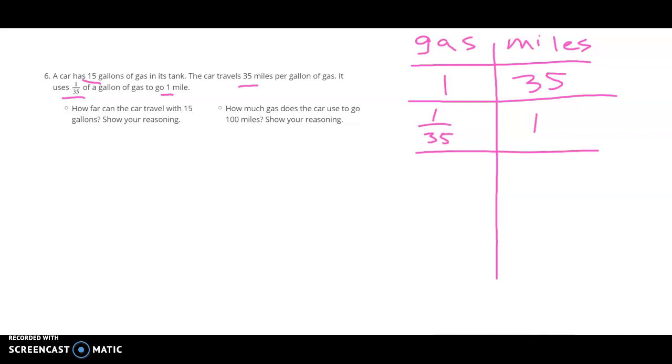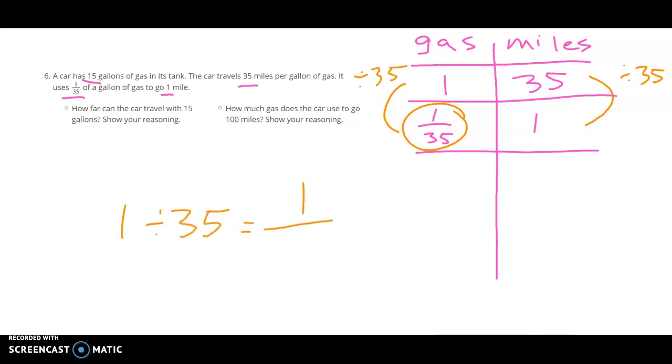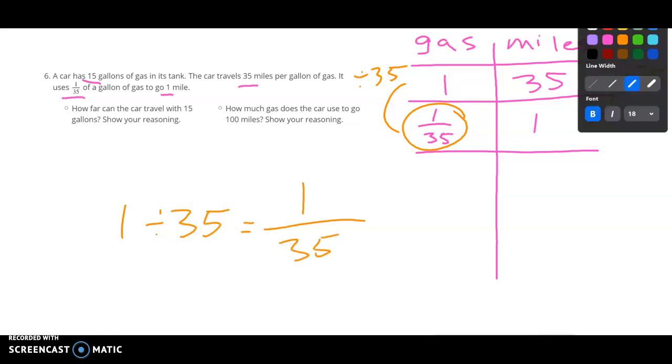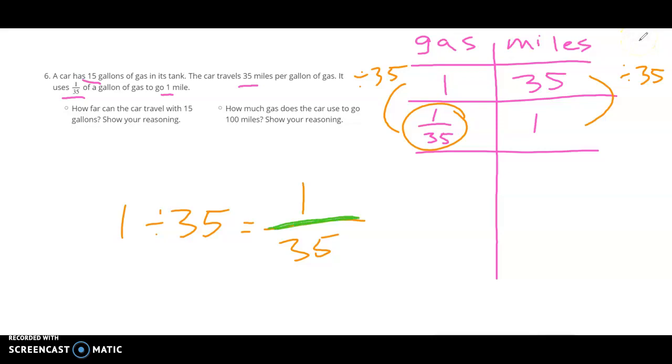These are 2 unit rates. They both show the same situation. To get this number, we did 35 divided by 35 is 1, and we did 1 divided by 35. And we know that 1 divided by 35 is the same as 1/35. Remember that this is a fraction. That is a divisor bar. It means the same thing as division. 1 divided by 35 is 1/35.